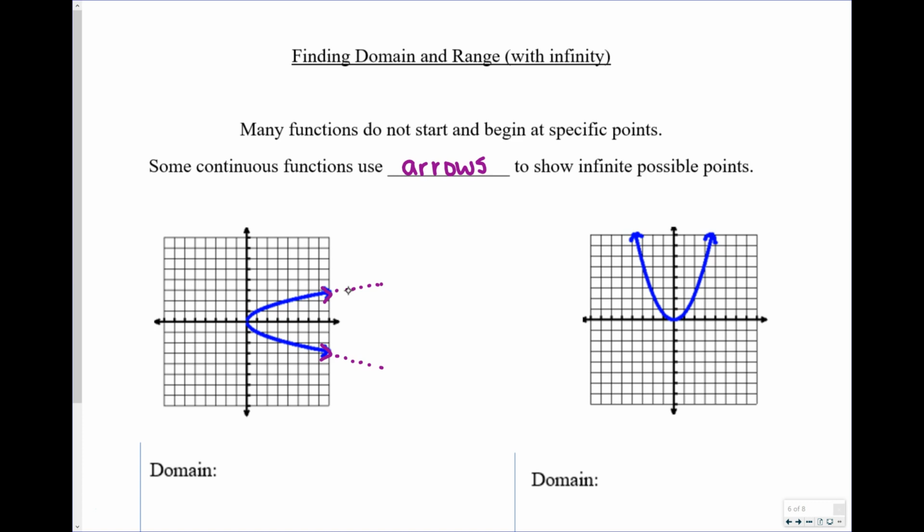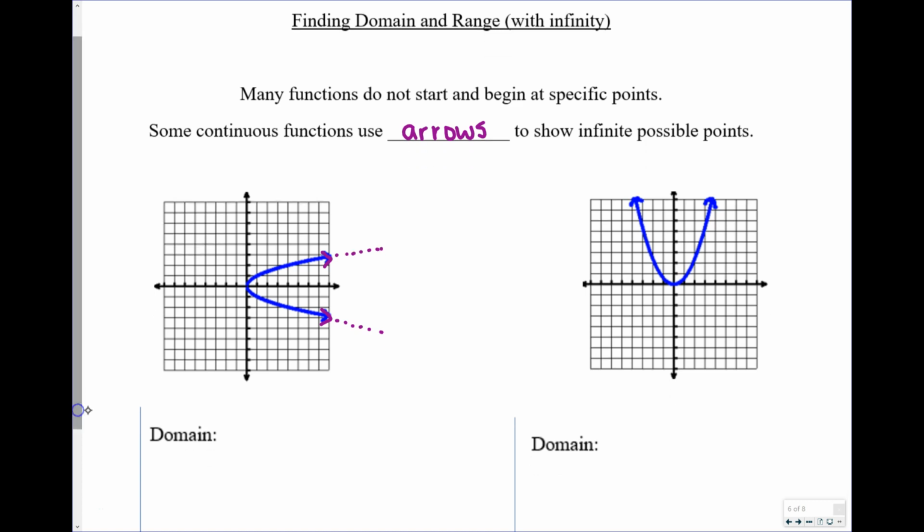So we still have to describe domain and range because we still have to describe all the possible points this graph could use. So in order to do that, we use a very special symbol that I hope that you guys know, which is this infinity symbol, this little sideways 8 guy. Okay, this is what we use to show infinity. And here's what this is going to look like.